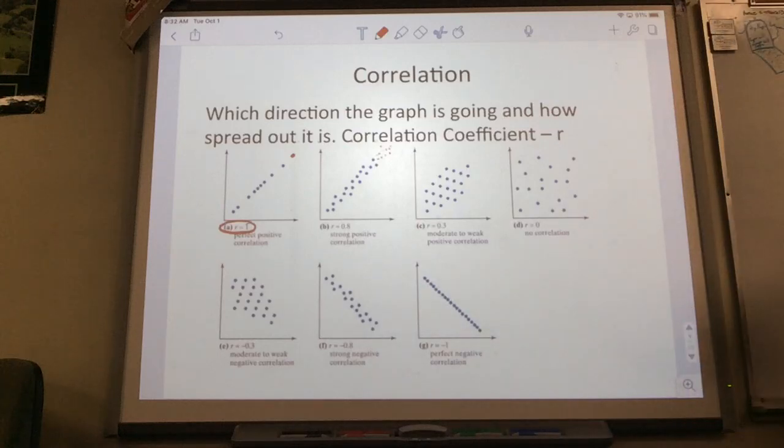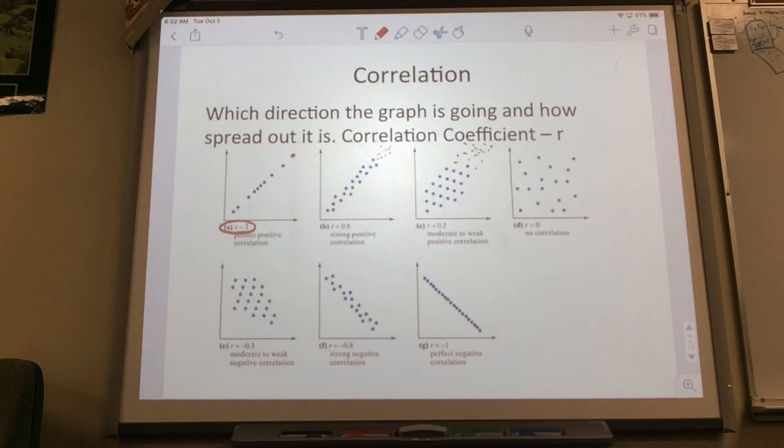Okay, the next one still has somewhat of a trend, right? We could still know that this dot's going to be somewhere up here, but it's really spread out. So 0.3 is our R on that one.